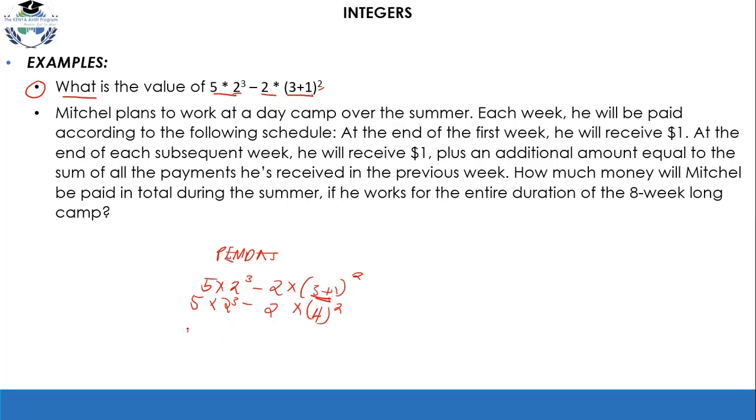We need to do all our exponents. So this is 5 times 2 cubed, which is 16, minus 2 times 4 squared, which is again 16. The next part will be the multiplication. So you'll do 16 times 5, which is 80, minus 2 times 16, which is 32. This is going to give you 48, all right?